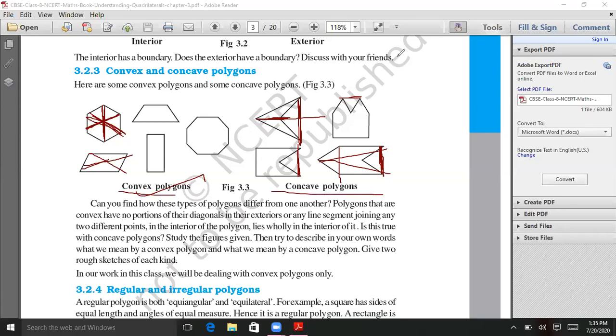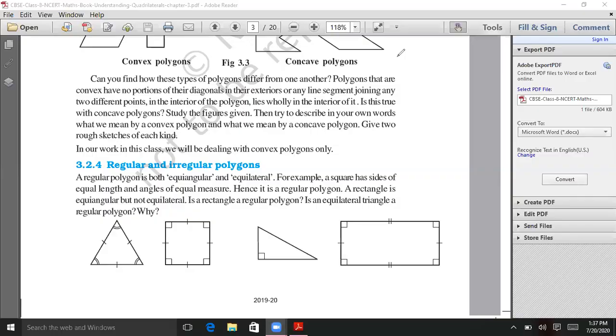And which ones are convex? Those whose diagonals meet inside only, they just go inside, they are not going outside. Okay, so this is called convex and this is called concave, and in this chapter we are going to discuss the convex polygons. We are going to do the properties of convex polygons.